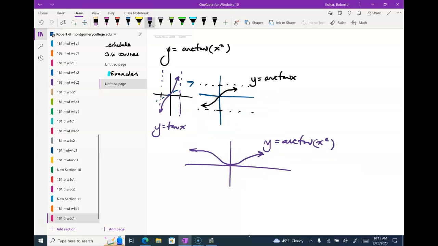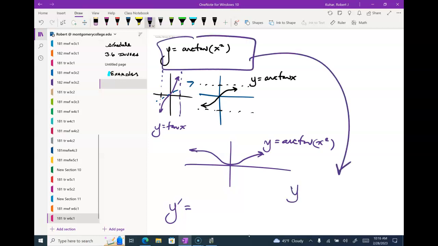Good. Let's find y prime. So what do we know for arctan? What do we remember? Y equals arctan of u. I get y prime is u prime over 1 plus u squared. All I need to do is find the function u, find the derivative of u, square u, and plug and chug, right?